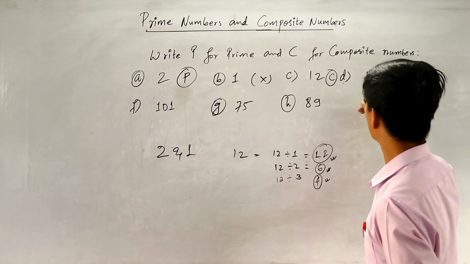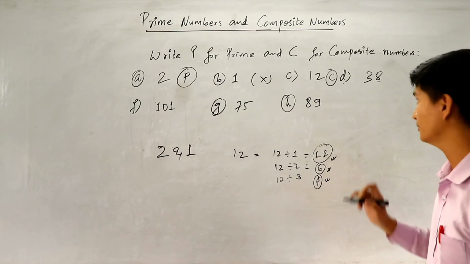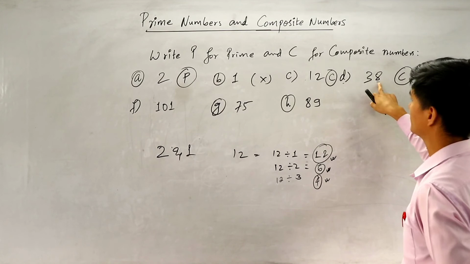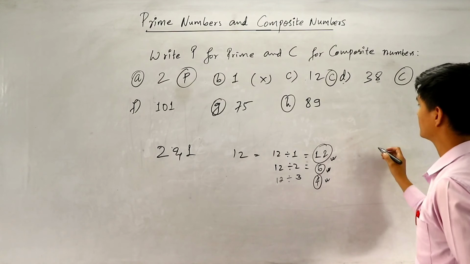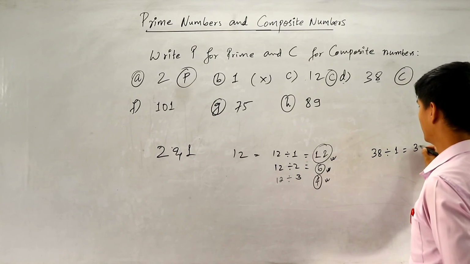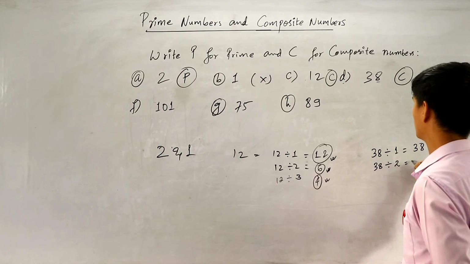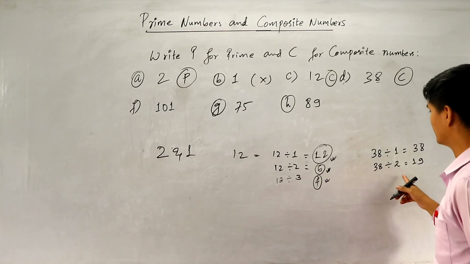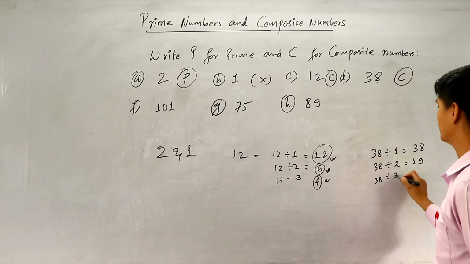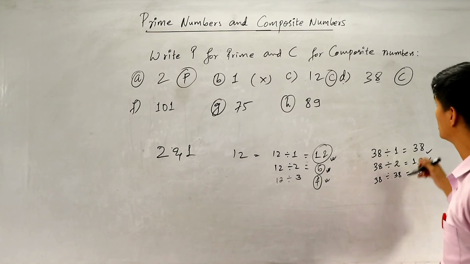Now, we have 38. 38 ends in an even number. So that's why it is also a composite number. You can see here, 8 is even, so it is divisible by 2. So let's look here. 1 gives 38 itself, right? 38 divided by 2 also works, giving 19. So you can see here it has more than 2 factors, right? So that's why it is also a composite number.